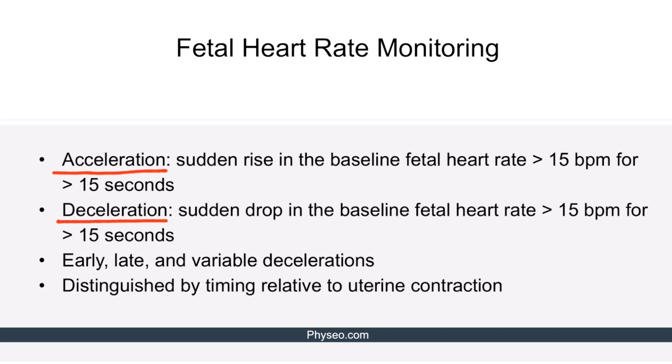And a deceleration is exactly the opposite. A sudden drop in the baseline fetal heart rate of greater than 15 beats per minute for greater than 15 seconds. There are 3 types of decelerations: early, late, and variable. They're distinguished from each other by the timing relative to uterine contractions.